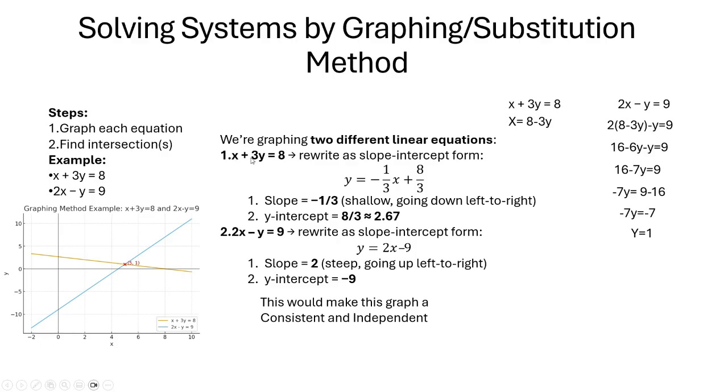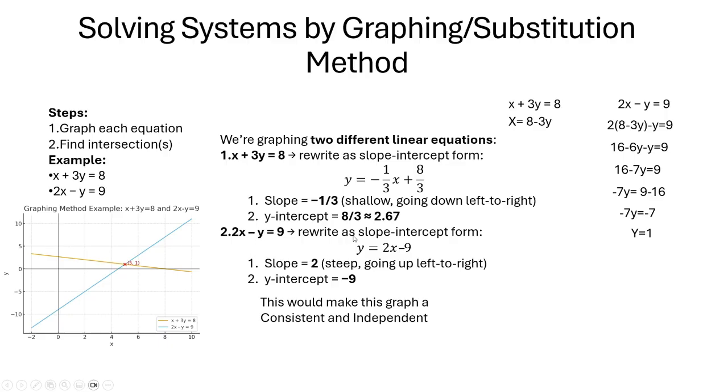We're going to do x plus 3y equals 8, and we have to rewrite that in slope-intercept form, which is y equals negative 1/3 x plus 8/3. Our slope equals negative 1/3, which is going down left to right, and our y-intercept equals 8/3, which is equivalent to 2.67.